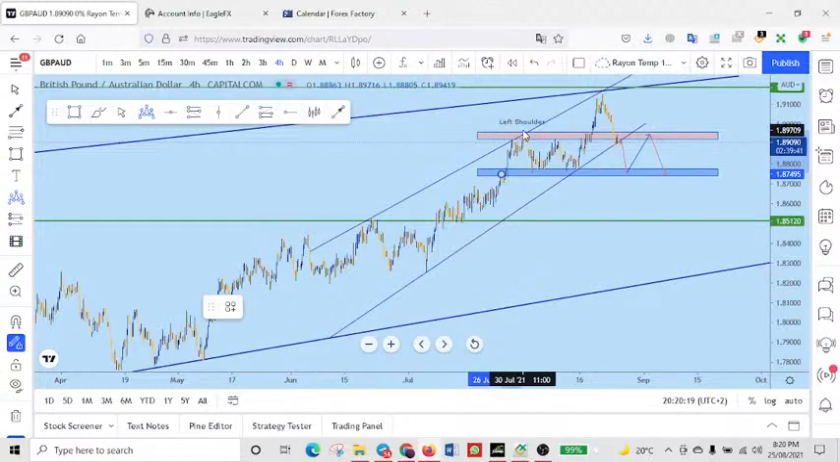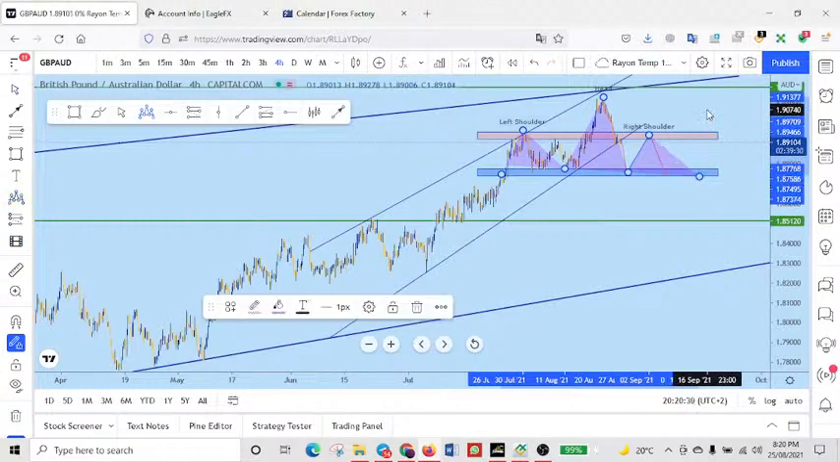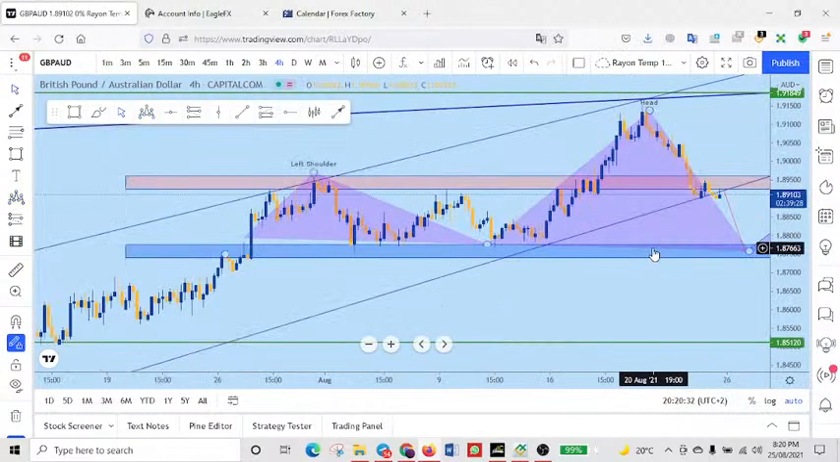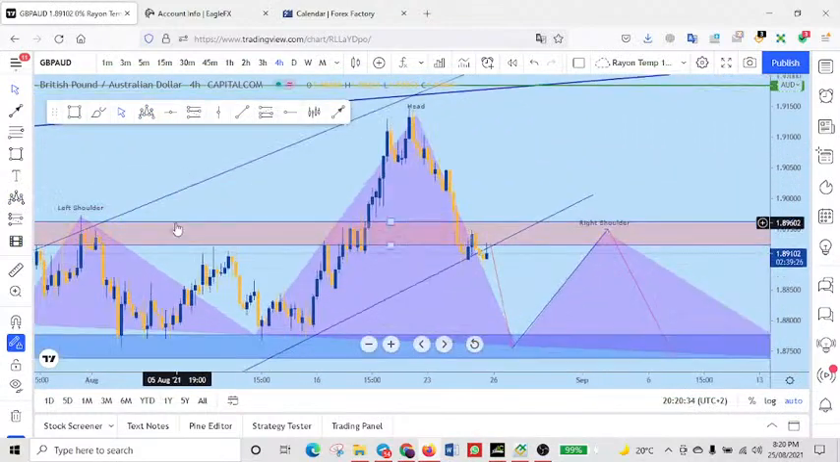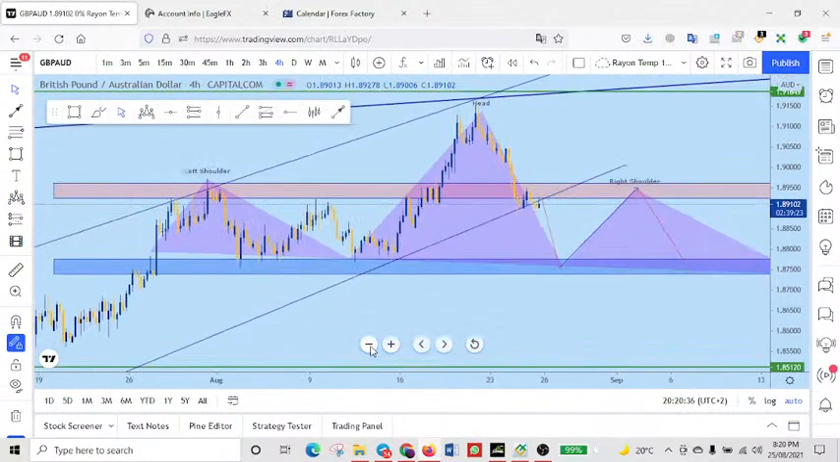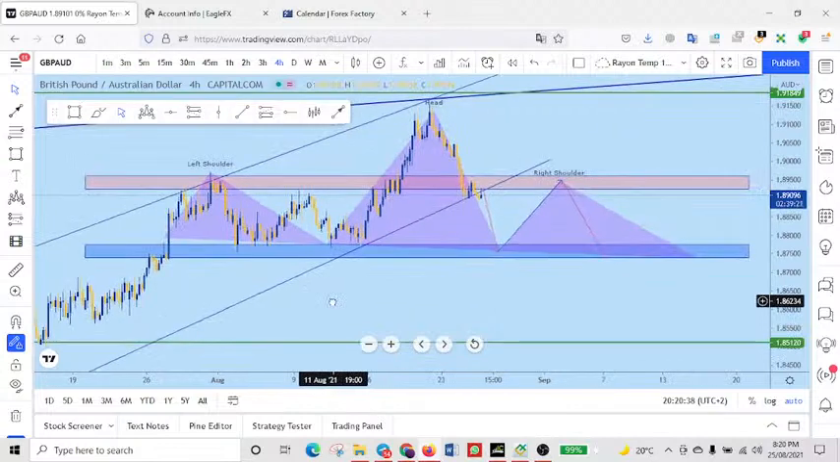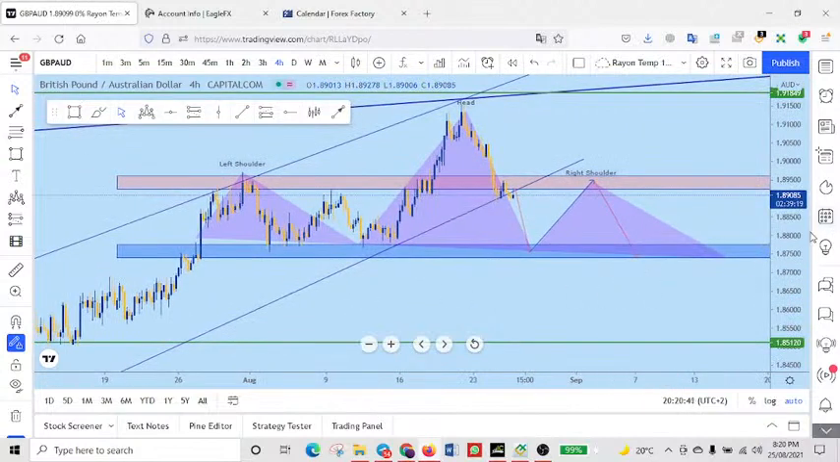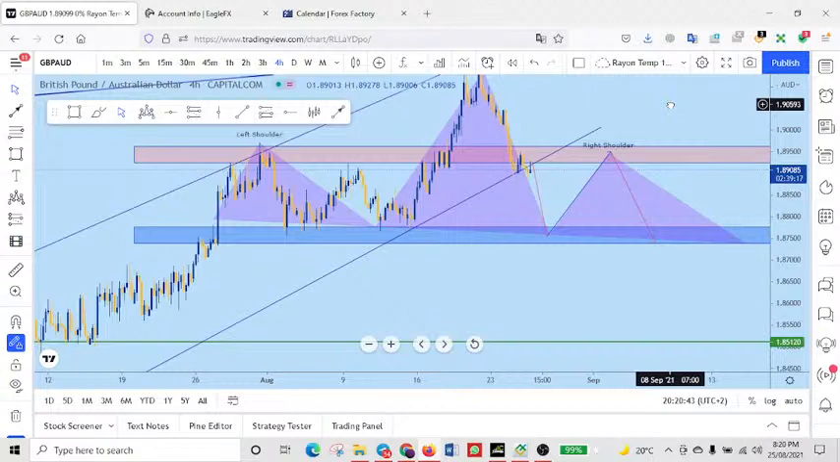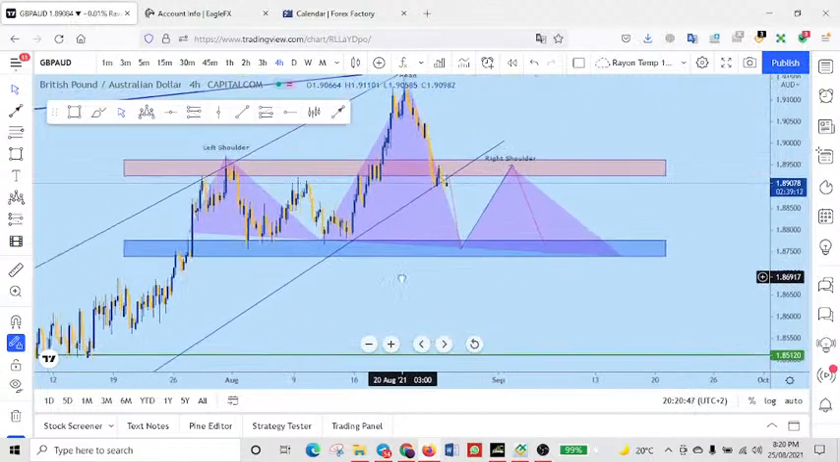You see what I'm talking about? This is what I'm talking about. So this is our prediction. This is our prediction for GBPAUD.